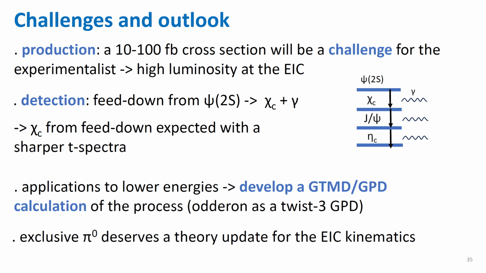Finally, from the theoretical perspective, I think it's interesting and important to develop this computation also at lower energies, perhaps from the GTMD or a GPD perspective. So in the context of GPD, the Odderon would be something like a twist 3 GPD. And finally, I think computing exclusive pi zero, or making a kind of theory update for exclusive pi zero, is important for the EIC kinematics. And with this, I'm done. So thank you very much. I'm finished.